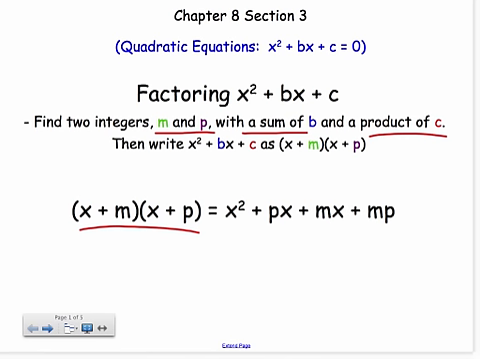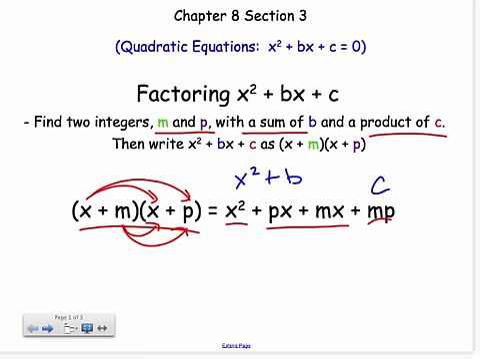And this works algebraically if I look at my two binomials here, x plus m times x plus p. So if I go through my FOIL, I take x times x, I get x squared. Take x times p, and then, let me write this out, x times p, and then m times x, and I get px plus mx. And lastly, m times p. Well, that m times p, if you notice, that's really our c term in our x squared plus bx plus c, right? So we said factors of c, m times p, m and p.